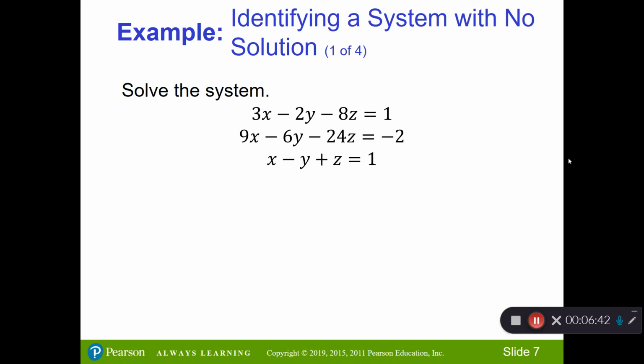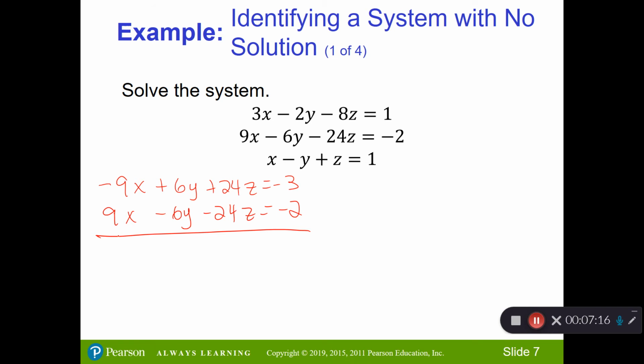I can eliminate this y here by multiplying this top equation through by a negative 3. So negative 3 times 3 is negative 9x. Negative 3 times 2 is a positive 6y. Negative 3 times 8 is a positive 24z equals negative 3 times 1 is negative 3. So we're going to add to the second equation: 9x minus 6y minus 24z equals negative 2. Okay, so the 9 and the 9 drop out. The 6 and the 6 drop out. The 24 and the 24 drop out. There's nothing left on that side.